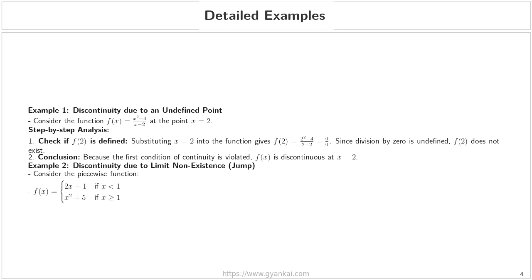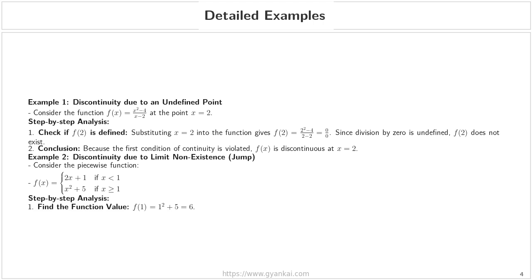Moving on to example 2, we will look at a discontinuity caused by the non-existence of a limit, which typically creates a jump in the graph. We are dealing with a piecewise function here. f of x equals 2x plus 1 if x is less than 1, and f of x equals x squared plus 5 if x is greater than or equal to 1.